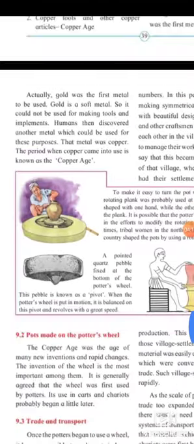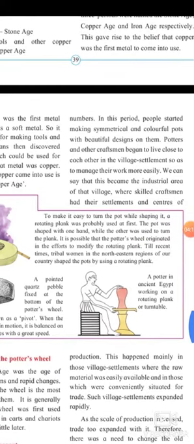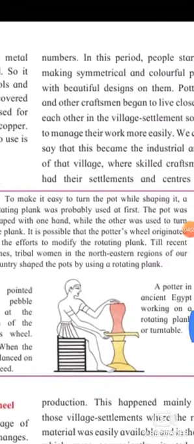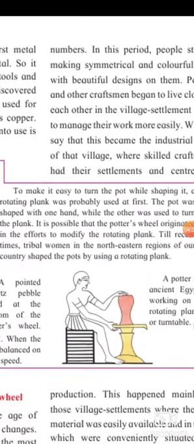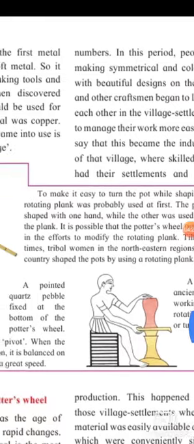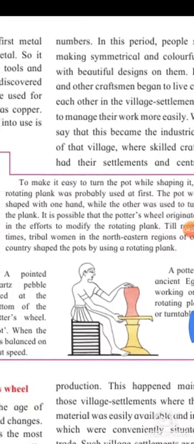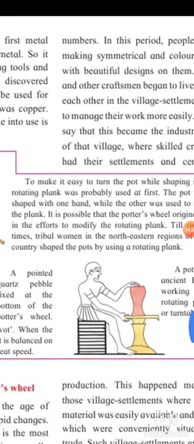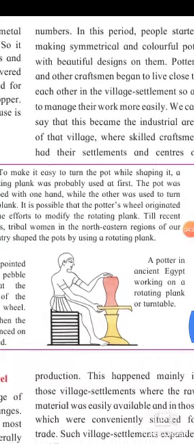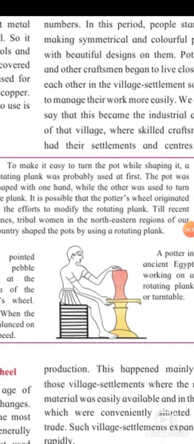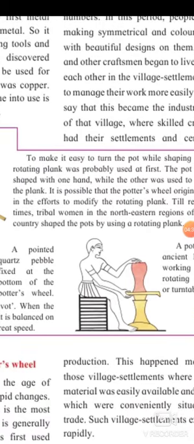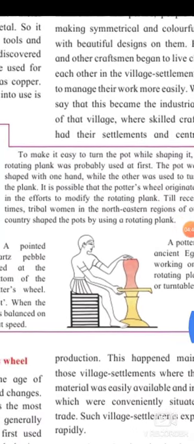This is to make it easy to turn the pot while shaping it. A rotating plank was probably used at first. For getting a pot, they used a rotating plank first, and then the pot was shaped with one hand while the other hand rotated it. It is possible to get a rounded pot. So that's how it was till recent times.